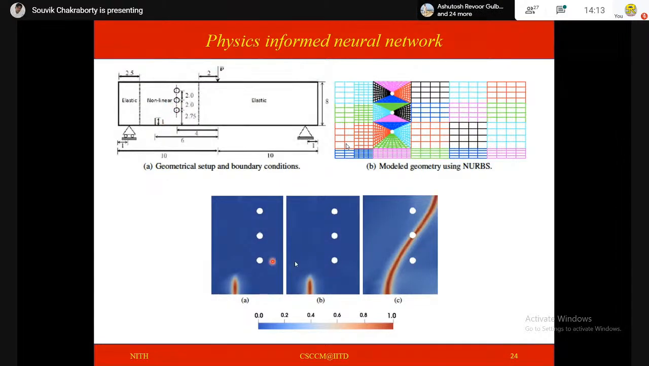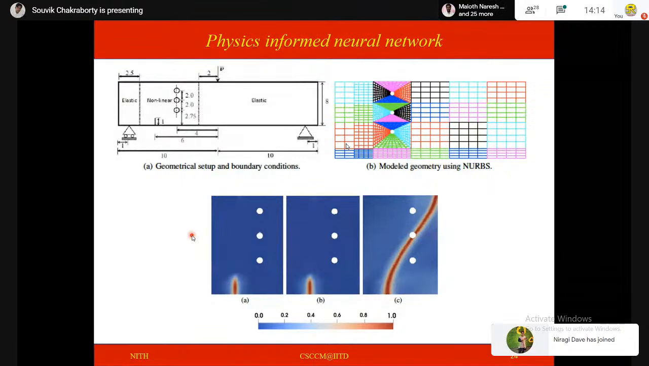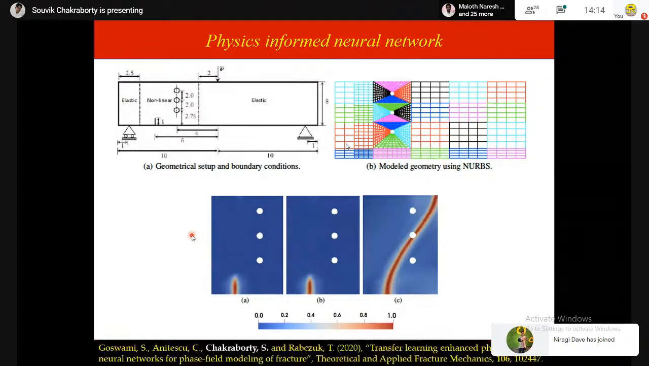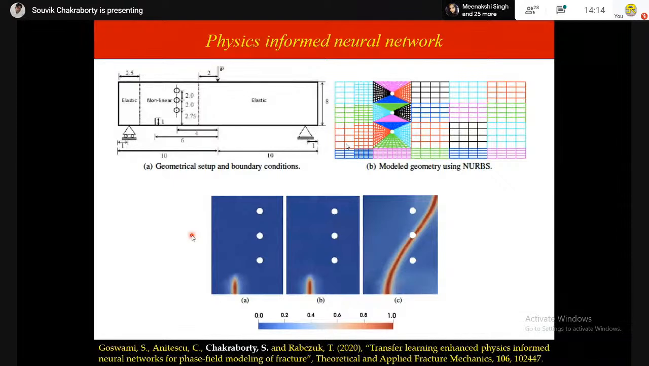And this is the result that I'm showing you here. You see the fracture is propagating through the second hole, and this is exactly matching with the experimental results. So the physics informed neural network results are matching with the experimental results. So you can see that the results are quite accurate. If you want to know more about this example, you can refer to this article, where we have shown more results.